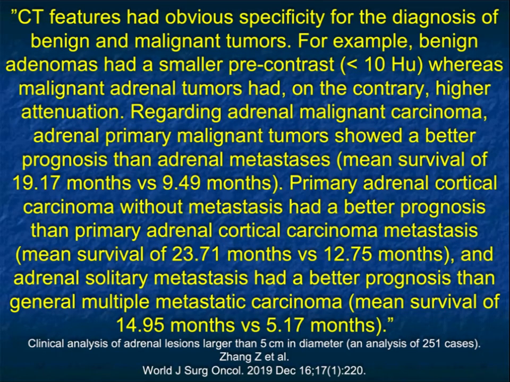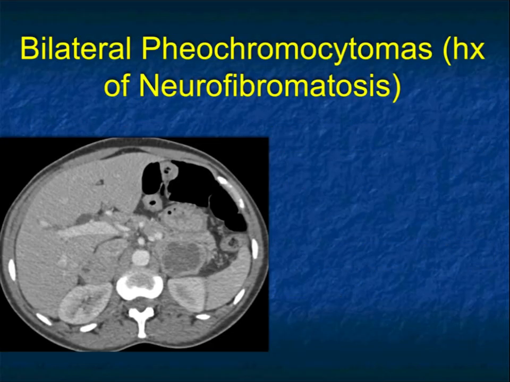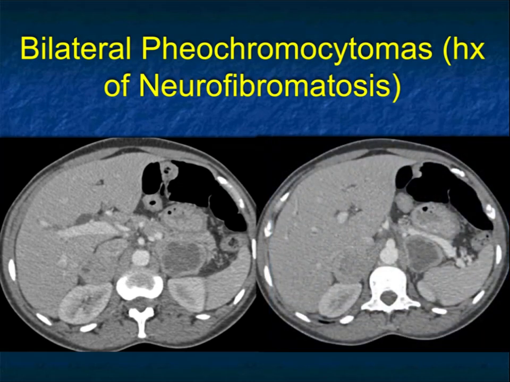Now, CT features had obvious specificity for the diagnosis of benign and malignant tumors, and again, 90% of Pheos are going to be benign, but you want to be very careful, particularly in patients who do have one of these syndromes. So let's look at some examples. This is a patient with bilateral Pheos, had neurofibromatosis. What I like showing about this case is the lesion on the right side is solid, the lesion on the left side is cystic. Good example how Pheos in the same patient could have different CT appearances.